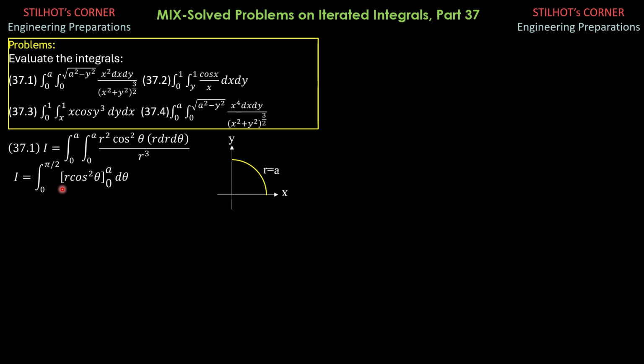So that would be a minus 0, so a. The integral from 0 to pi over 2 of a cosine squared theta d theta. Because the limits are from 0 to pi over 2, we can use Wallis formula for the integral of cosine squared theta d theta, and that is a times the quantity 1 over 2 times pi over 2, so pi over 4. So the answer is pi over 4 of a.